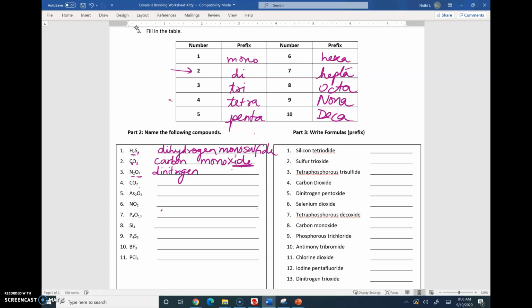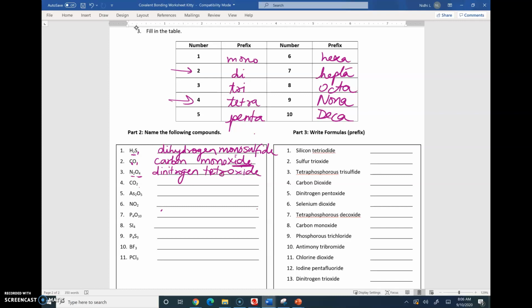So for 4, we have tetra. You're going to put tetra. And once again, you are not gonna do this. We're not gonna put tetraoxide with two vowels. Just drop the A and it'll be tetroxide. Okay, and this is an R.